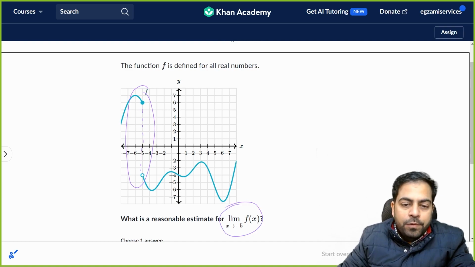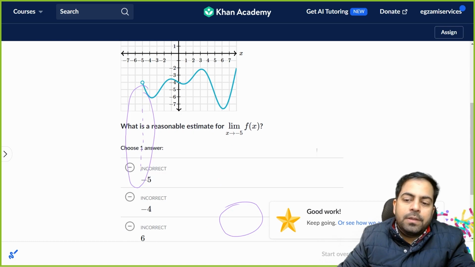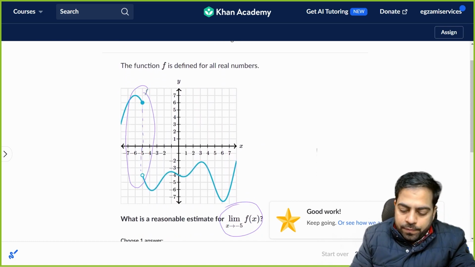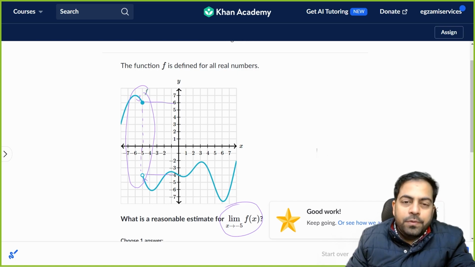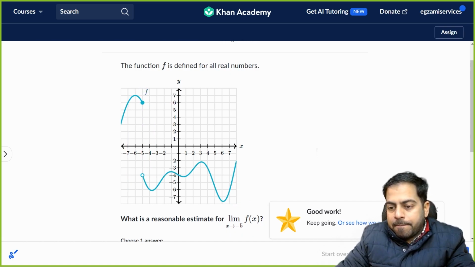So for the limit as x goes to minus 5, we don't even have to find the limits. It's broken here, so the limit doesn't exist. When the graph is broken like this, LHL is going somewhere else, LHL is 6 and RHL is going somewhere else, minus 4. We can simply say the limit does not exist.